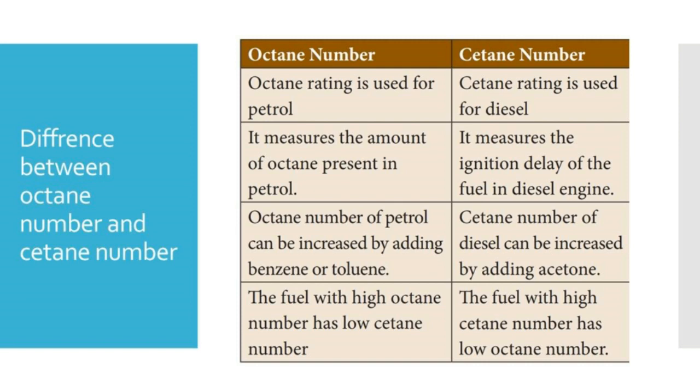Next, octane number of petrol can be increased by adding benzene or toluene. Cetane number of diesel can be increased by adding acetone. The fuel with high octane number has low cetane number. The fuel with high cetane number has low octane number.